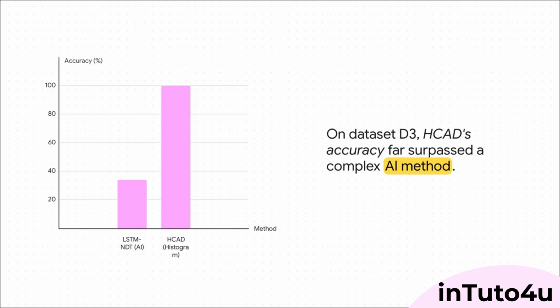And the results? Honestly, they are just staggering. Using real satellite data, the histogram method, HCAD, nailed it with a perfect 100% accuracy. Compare that to a much more complex, fancy AI technique that only got 34%.